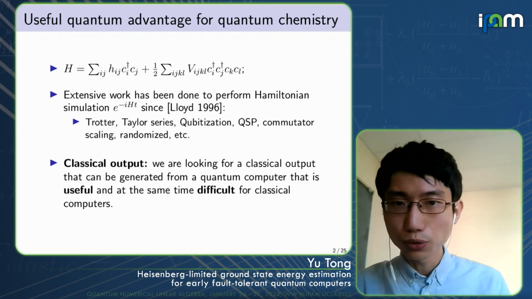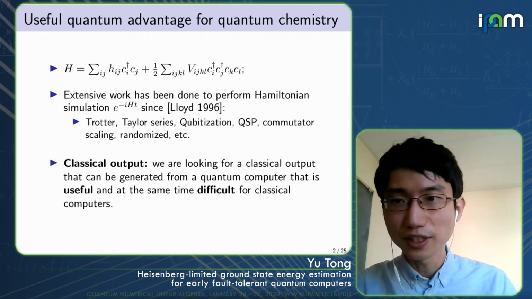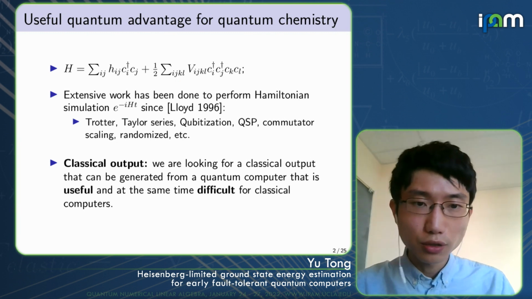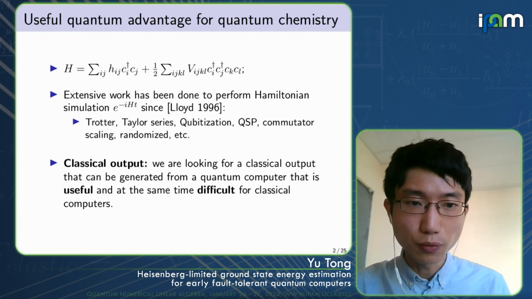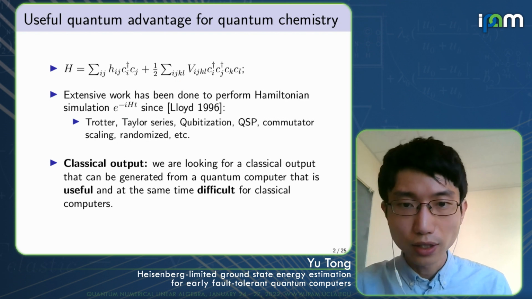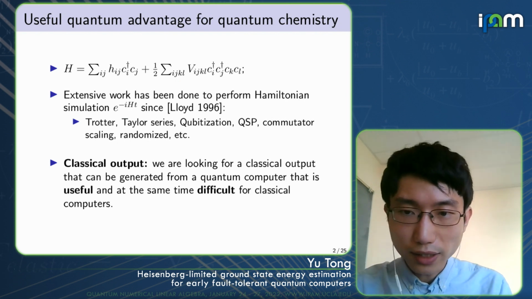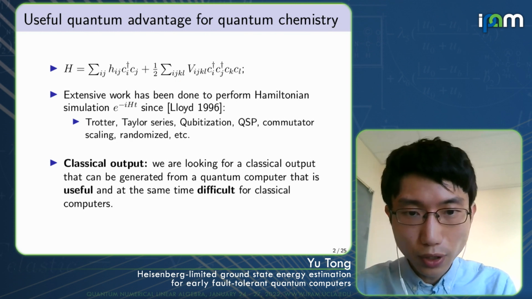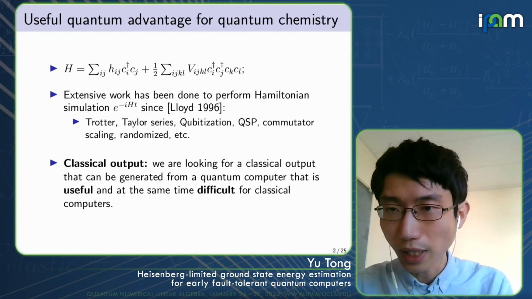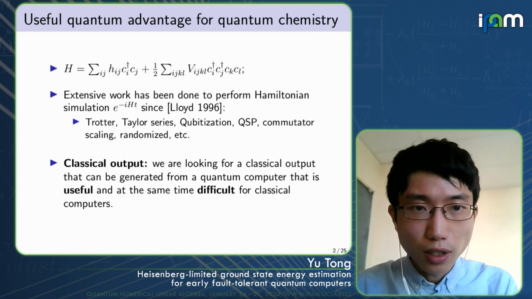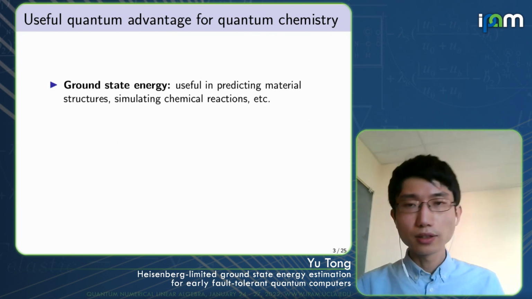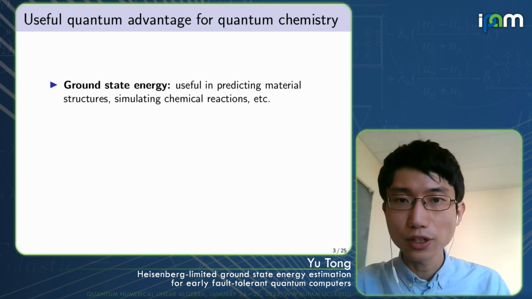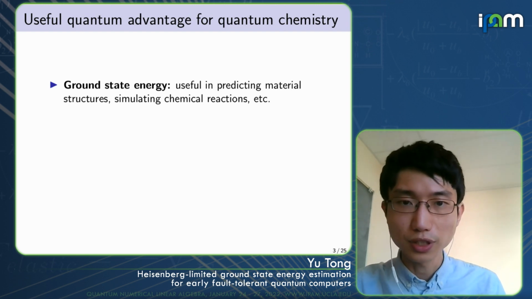However, only being able to simulate this time evolution isn't enough for us to claim quantum advantage. So we need to answer the question of what classical output we can get out of it. We're looking for a classical output that can be generated from a quantum computer that is useful and at the same time difficult for a classical computer. And in this talk, we will explore the option of using ground state energy as an output of this kind.